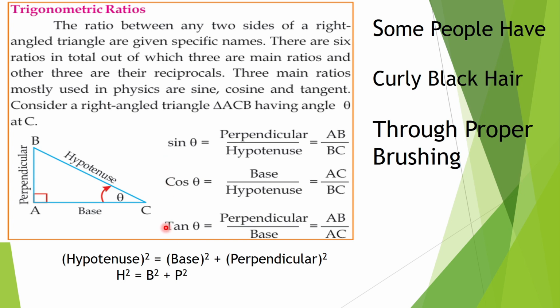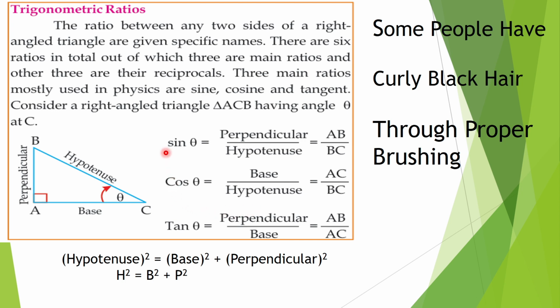And as I told, the other three ratios are the reciprocals. So if you want to know cosec theta, which is the reciprocal of sin theta, cosec theta will be equal to hypotenuse over perpendicular, so we reciprocate it. Similarly, sec theta will be hypotenuse upon base, hypotenuse going over here and base over here. Similarly, cot theta will be equal to base upon perpendicular.